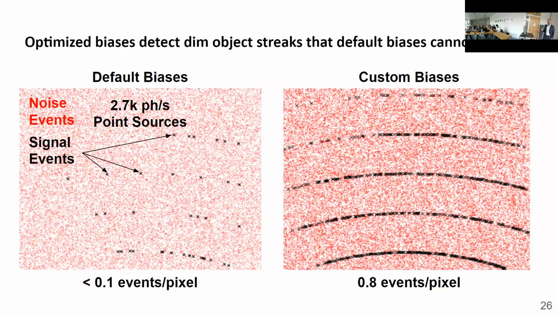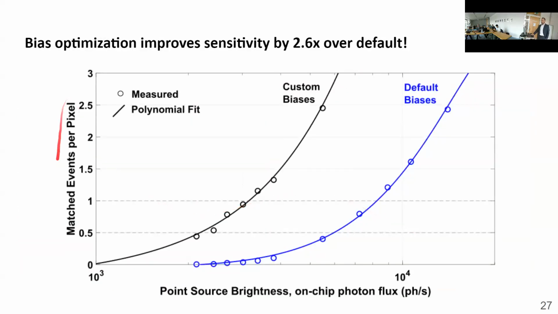I can also quantify how much more sensitive this is by now mapping the number of matched events I get per pixel for different point source brightness levels or on-chip photon flux. And what I see is for that same 2.7 kilophotons per second, I get 8 times the response for the same brightness. But then for the same response, say I map 1 event per pixel, so 100% response probability along the streak.